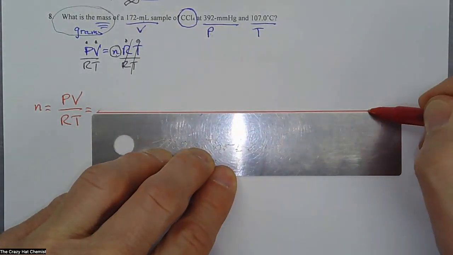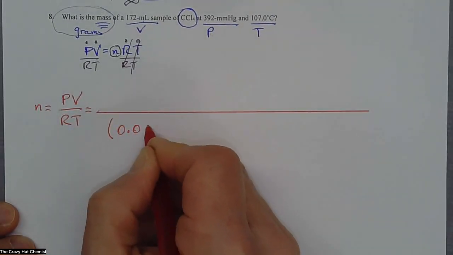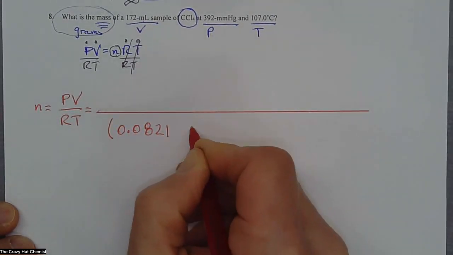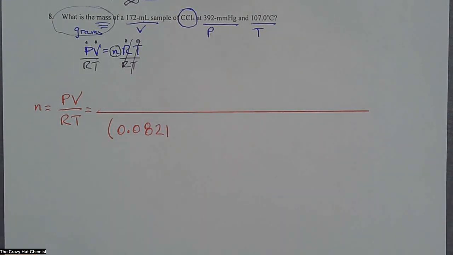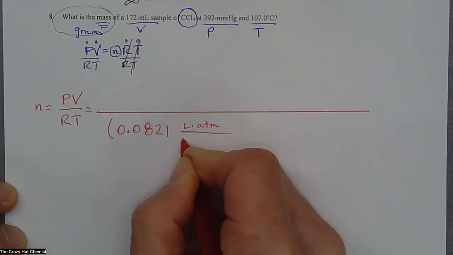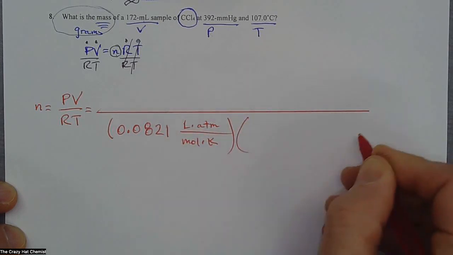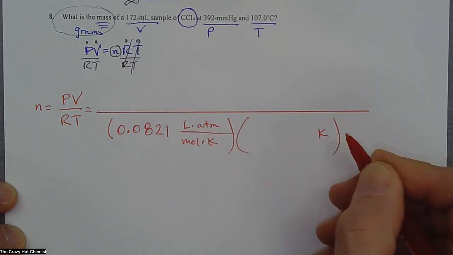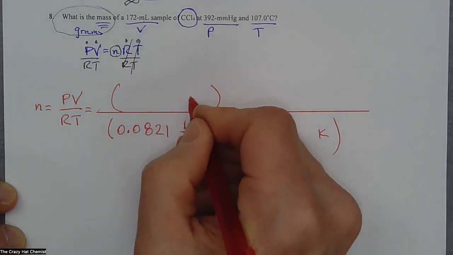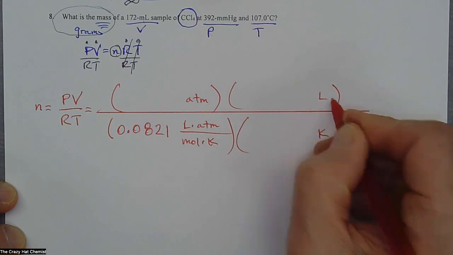The first thing that you do is you plug in the gas constant 0.0821. And that's right, folks. Don't forget the units. That's liters, atmospheres, over moles, Kelvin. Okay. And so right here needs to be my temperature in Kelvin. This right here needs to be the pressure in atmospheres. And this right here needs to be the volume in liters.